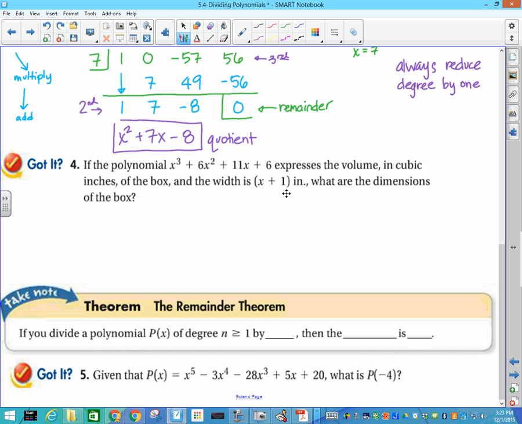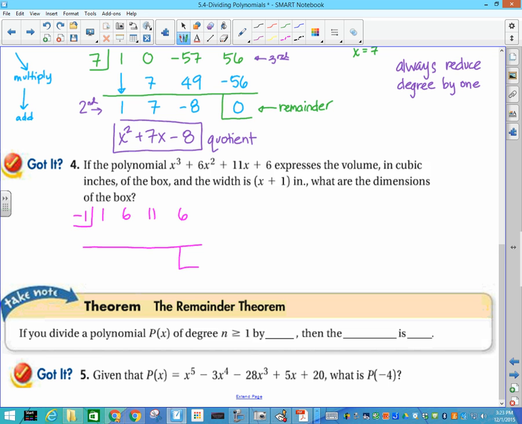But again, I'm going to use synthetic division. And if x plus 1 is my factor, then I know that negative 1 is the related root. And I have 1x cubed, 6x squared, 11x, and 6. And I'm going to divide that.